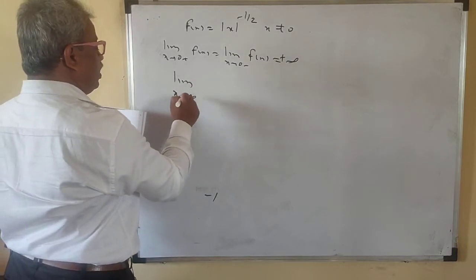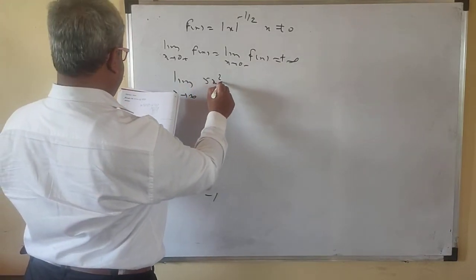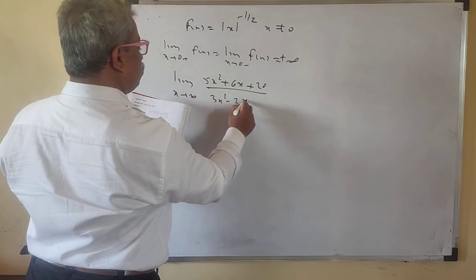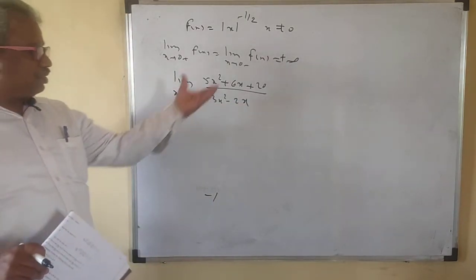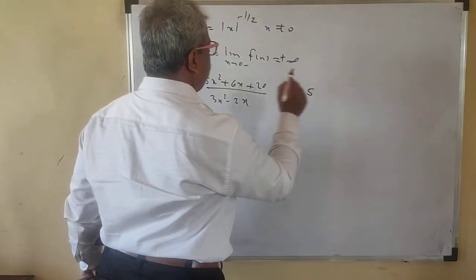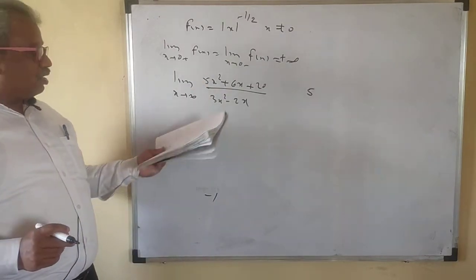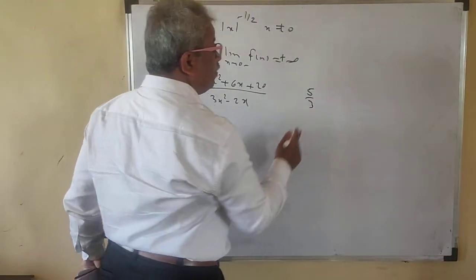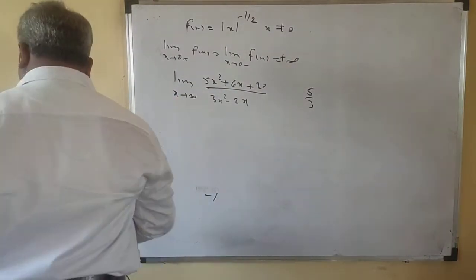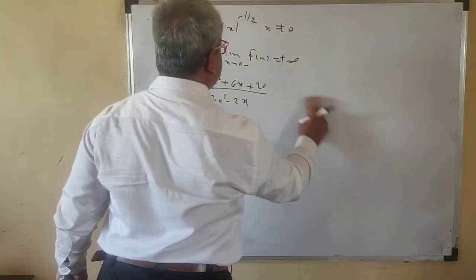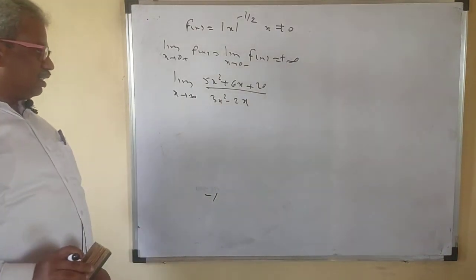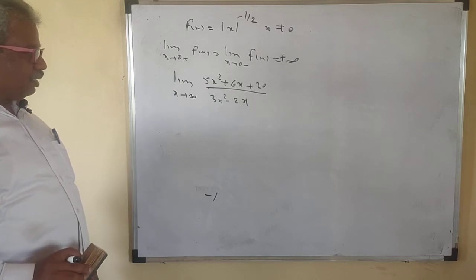So limit x tends to infinity of 5x square plus 6x plus 20 upon 3x square minus twice x, or whatever this will be. If such a thing happens, the degree of the numerator is the same as the degree of the denominator. Then see, the coefficient of the highest power here is 5, and the coefficient of the highest power in the denominator is 3. If the degrees are equal, then you can find it. Otherwise, the problem will arise. So the degree should be the same. Okay.